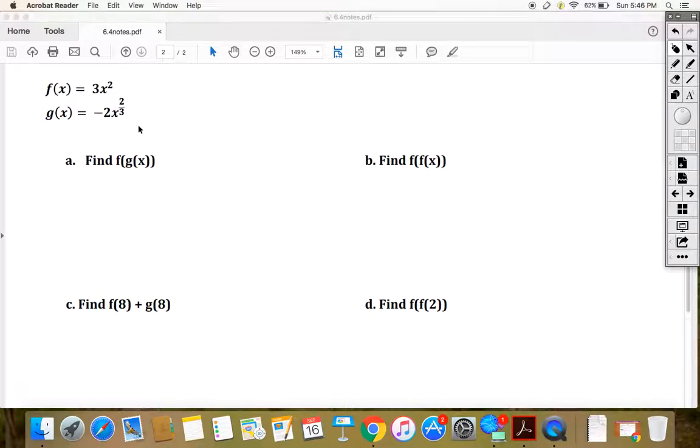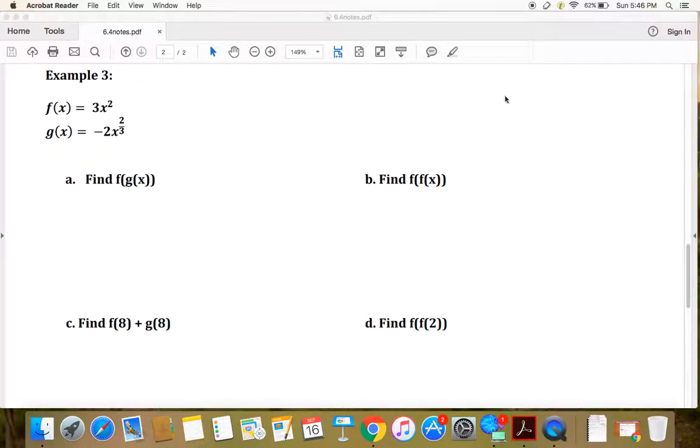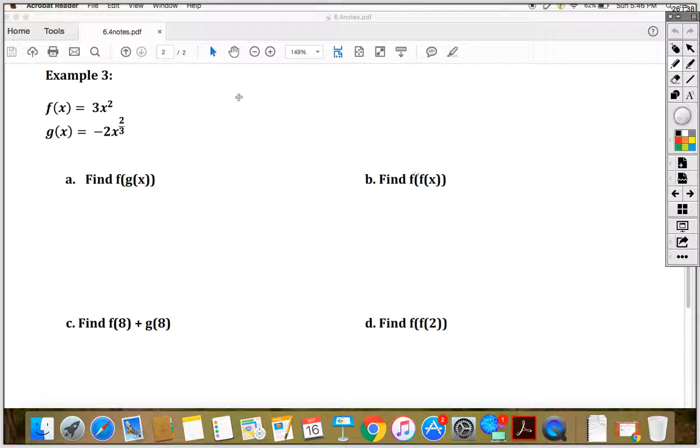Okay, so a few more in example 3. These are a composition of functions. So this one we want to find f of g of x. So they're telling us to plug g of x equation into the f of x equation. So I'm going to go find my g of x equation first, which is right here. Negative 2x to the 2/3. We're going to plug that whole thing into the other equation wherever x is, which is right after the 3. So instead of this x right here, I'm going to plug in negative 2x to the 2/3 power. Okay, so it's going to look like this.